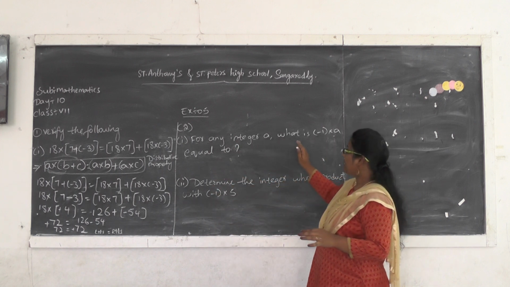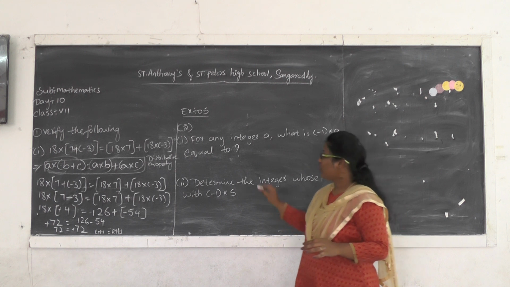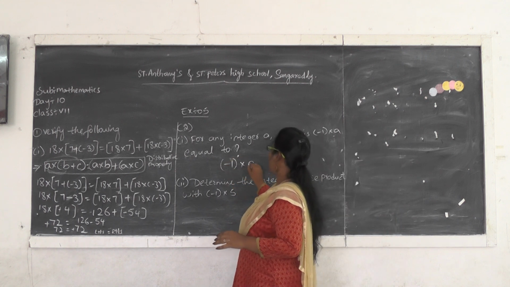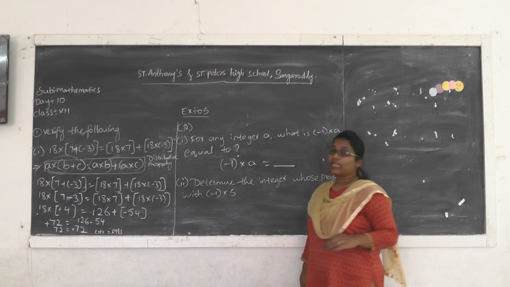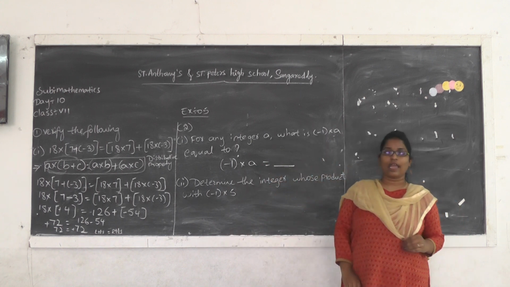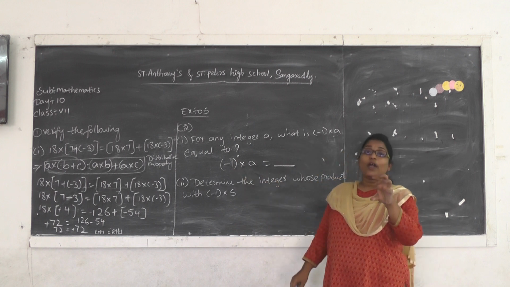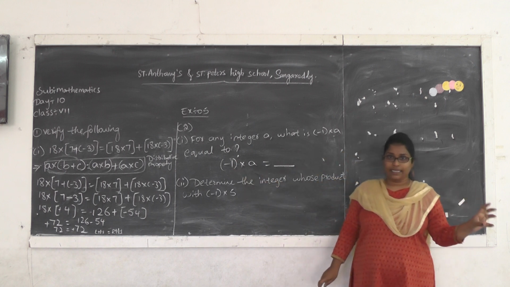Now for any integer a, what is minus 1 into a equal to? So minus 1 into a is equal to dash. That means we have to prove what will come in this result. Now 1 into a, according to the multiplicative identity.